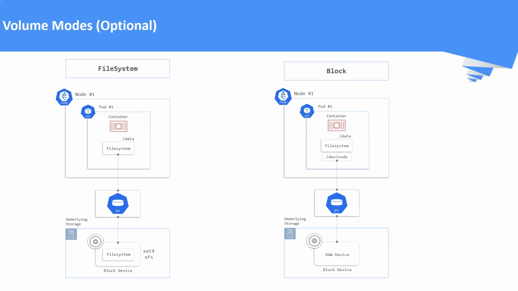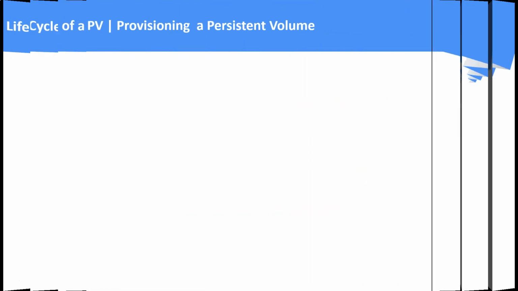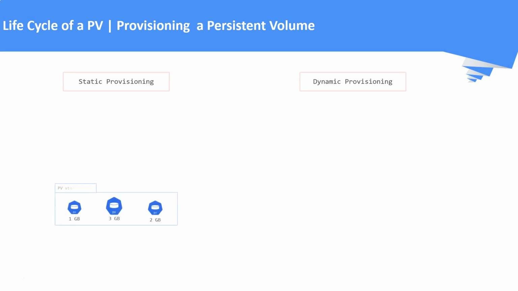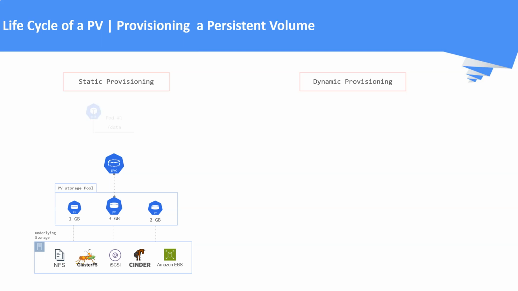Now, let us discuss the terminologies used during the life cycle of a persistent volume. Provisioning a persistent volume. There are two ways to provision persistent storage volumes in Kubernetes. That is static provisioning and dynamic provisioning. With static provisioning, the PVs are created well in advance by the cluster administrators manually. That is why static provisioning is also called manual provisioning. Users claim this PV storage by creating a PVC request. The claimed volumes are then mounted into the pods.